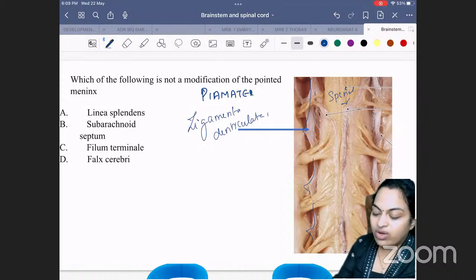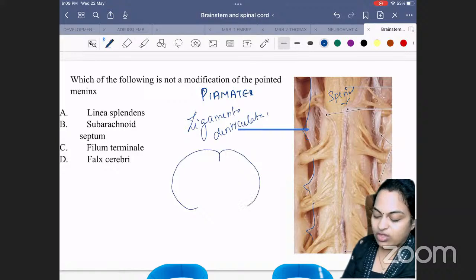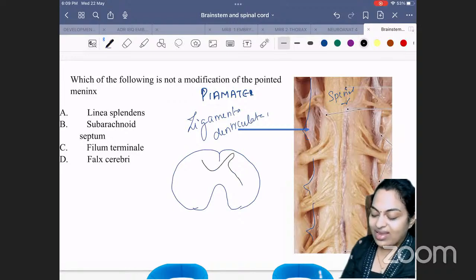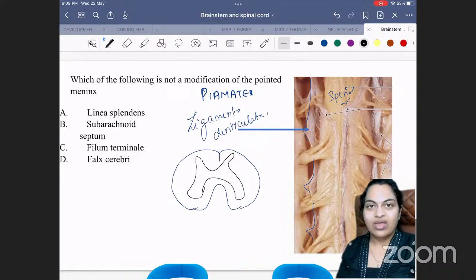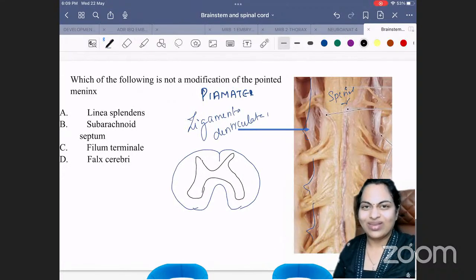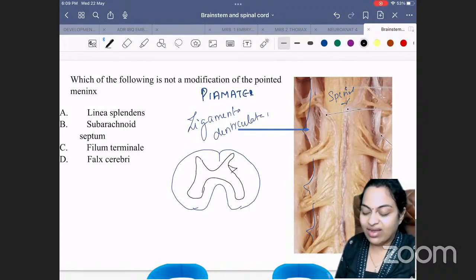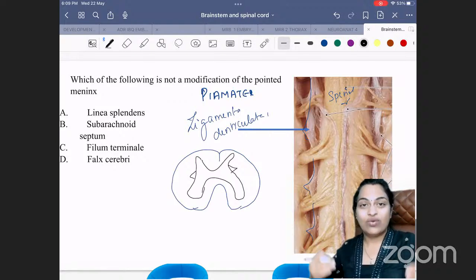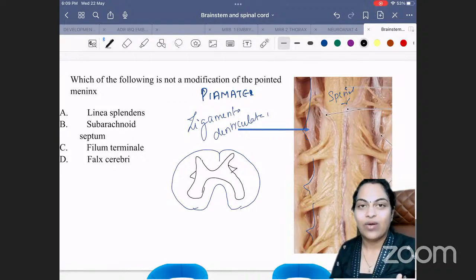What are the other modifications of the pia mater? Let me draw you a schematic representation of the spinal cord. You have the outer white matter and inner gray matter. What are the horns of the gray matter? You'll see the posterior gray horn, anterior gray horn. Any other horns there? Yes, the lateral gray horn. In which section of the spinal cord do you get to see the lateral gray horn?